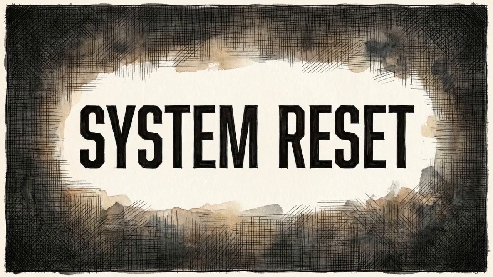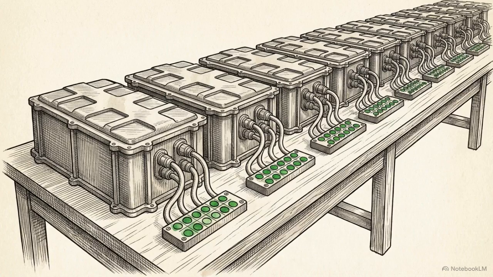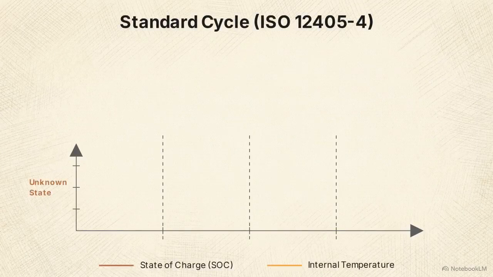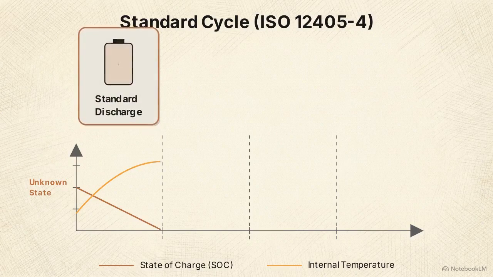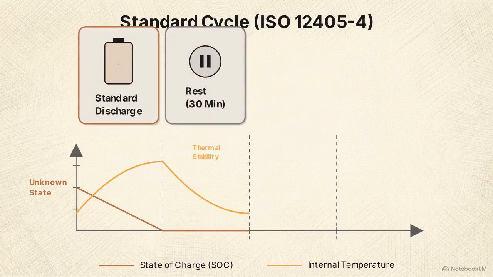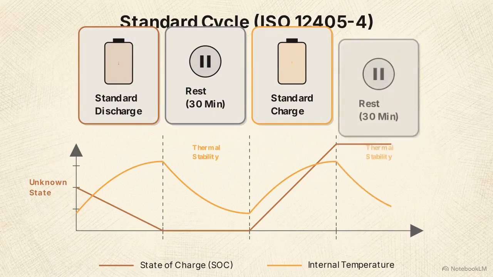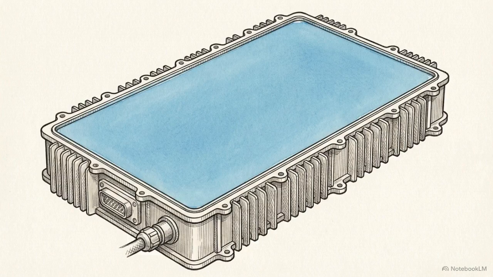There is one final preparatory step required before executing any individual performance test: the standard cycle. The standard cycle normalizes the state of charge. This ensures that every single test begins from the exact same starting line. This diagram outlines the rigid standard cycle sequence: a standard discharge, followed by a 30-minute rest, a standard charge, and a final 30-minute rest. Those 30-minute rest periods are non-negotiable. They allow the internal cell temperatures and voltage levels to settle completely after a charge or discharge event.